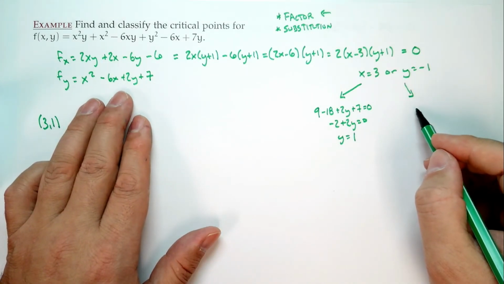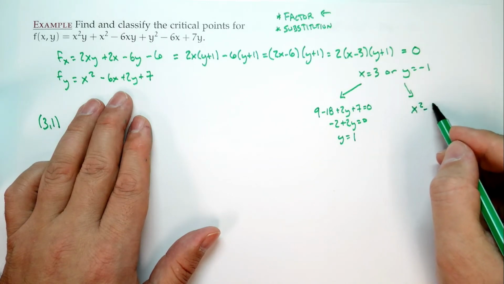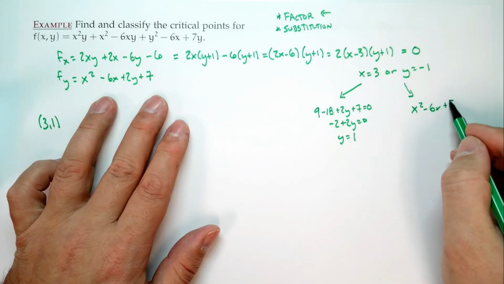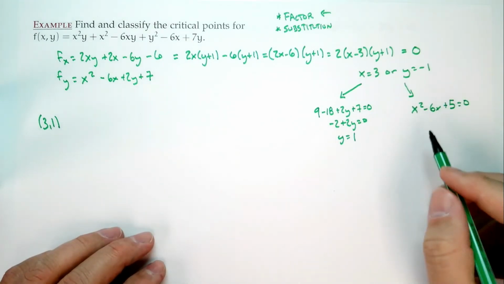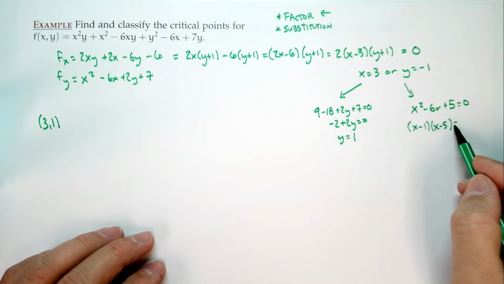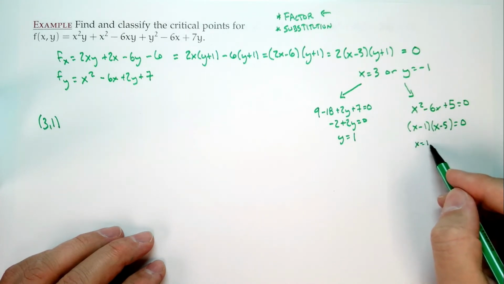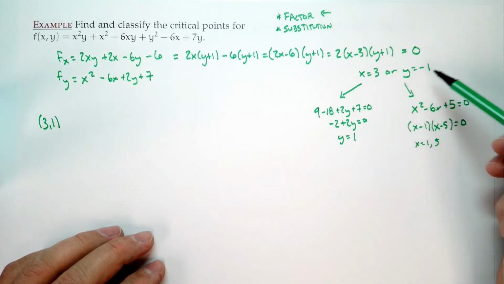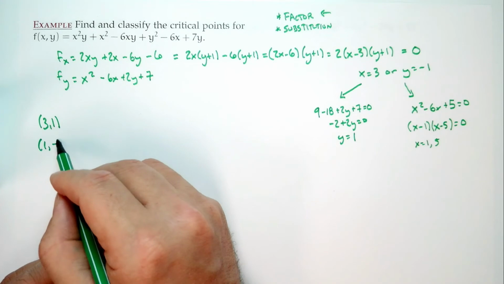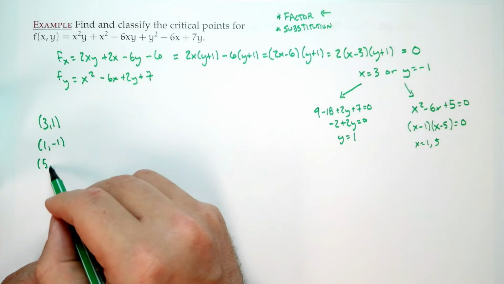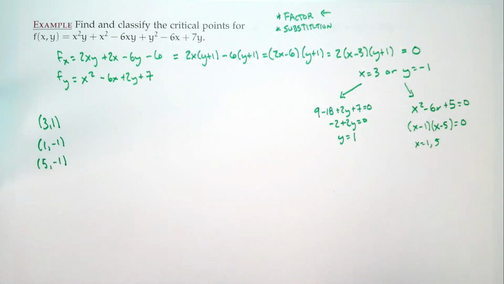Then if y equals negative 1, we're going to get x squared minus 6x, then minus 2 plus 7. That makes plus 5 equals 0. Now that factors: x minus 1, x minus 5, which means that we get x equals 1 or 5. And now that gives us, again, some points. Namely 1, negative 1, so 1, negative 1, x, y, or 5, negative 1. And now we've explored everything and we have our critical points.